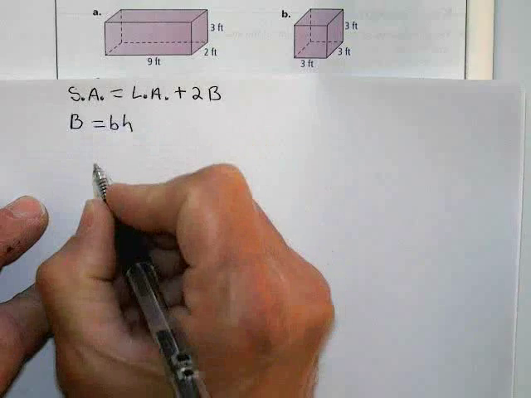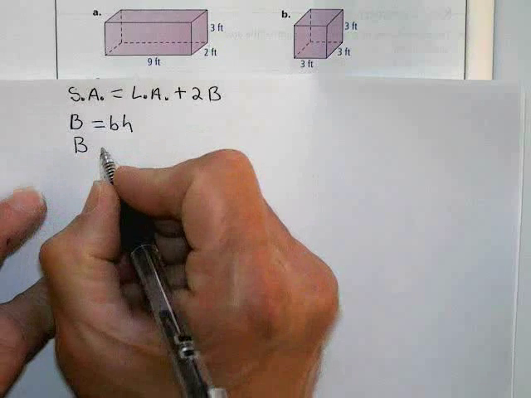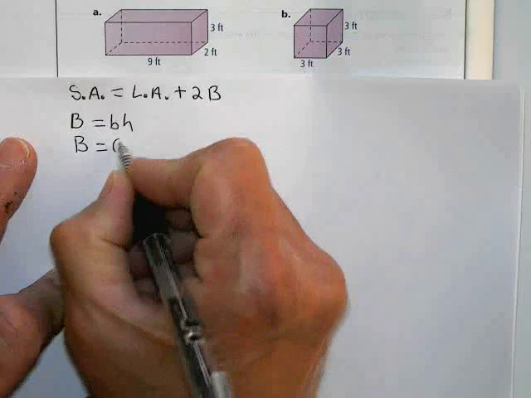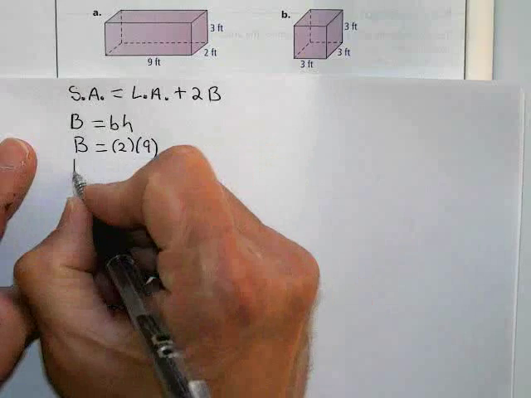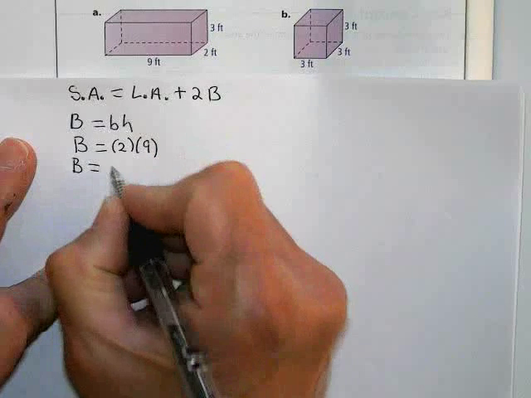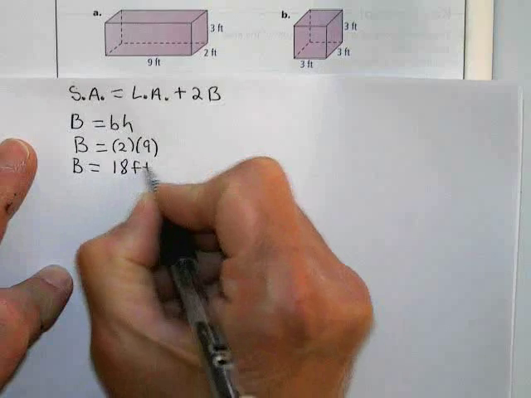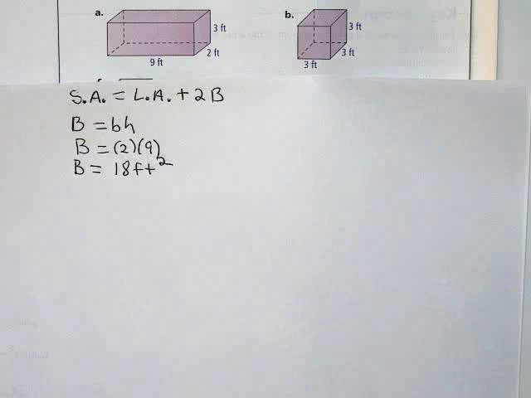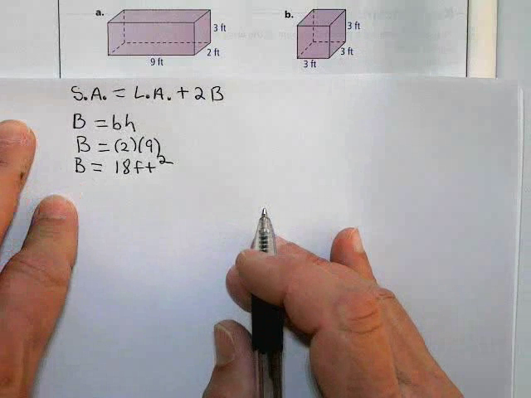So why don't we start by finding b, because that's pretty straightforward for us. b is the area of the base of the figure. And that, of course, is going to be 2 multiplied by 9. And that means that b, capital B, which means area, once again, is going to equal 18 feet squared. All right, now that we found that, we need to find the lateral area, which is going to be the perimeter of this shape multiplied by its height.